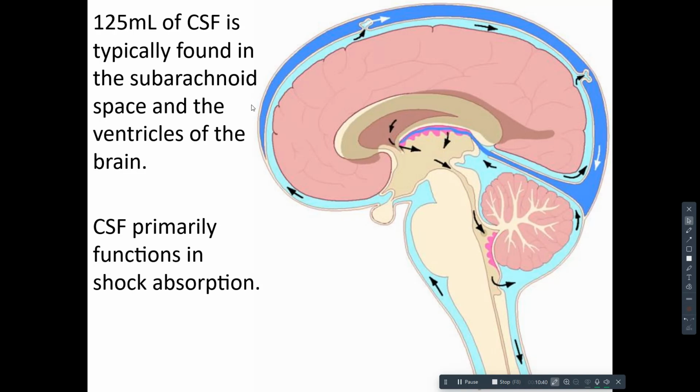We mentioned CSF. We mentioned it was in the subarachnoid space. So the light blue here represents CSF. CSF is also found in my ventricles. Here's my third ventricle. My fourth ventricle is shadowed here. My lateral ventricle is shadowed here. And my fourth ventricle is down here. The CSF primarily functions in shock absorption. We generally have about 125 mL of it in our body at any one time.